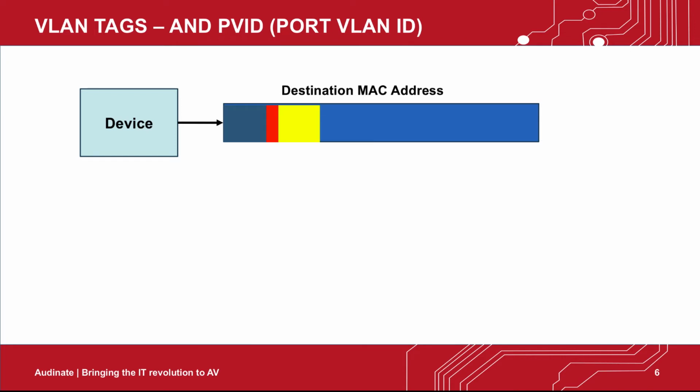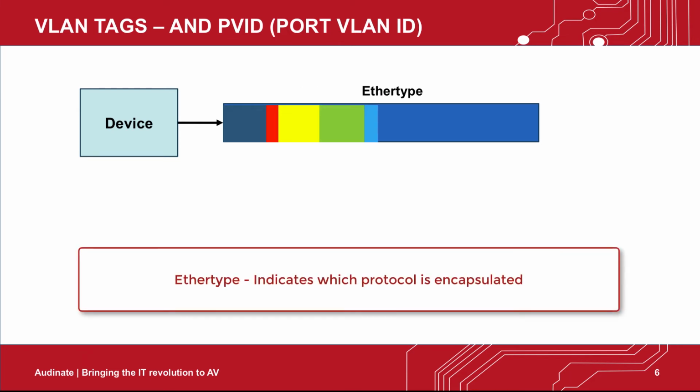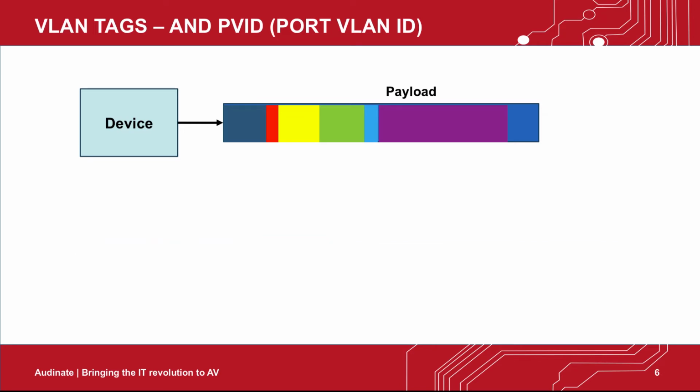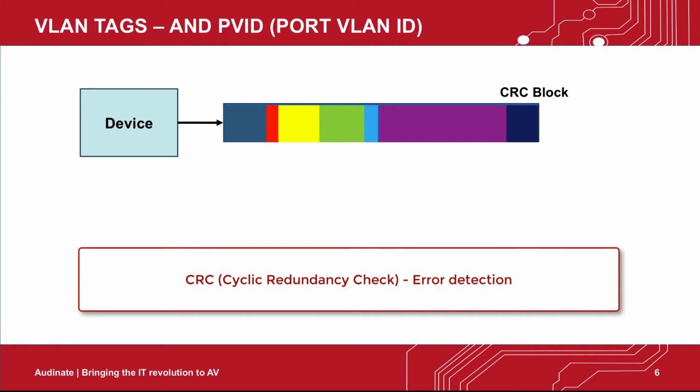Next, we add the destination MAC address, followed by the source MAC address. Then, the ether type. This is used to indicate which protocol is encapsulated in the payload of the frame. Now the payload, all of the data. It contains the IP packet. The switch doesn't care about the IP address, the router does. Finally, a CRC block, that is, the cyclic redundancy check, so that errors can be detected.